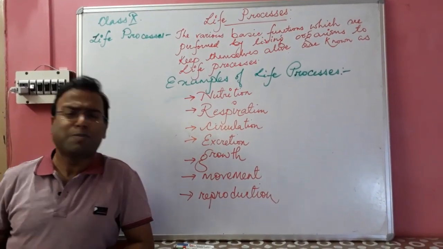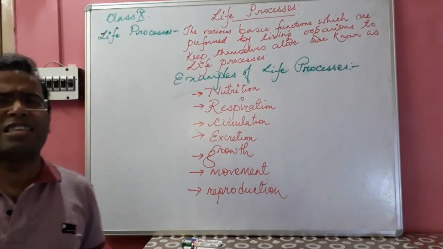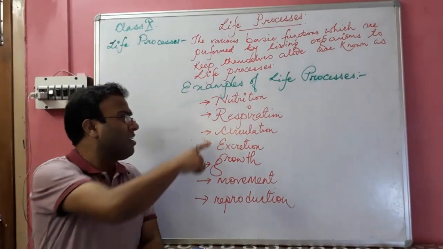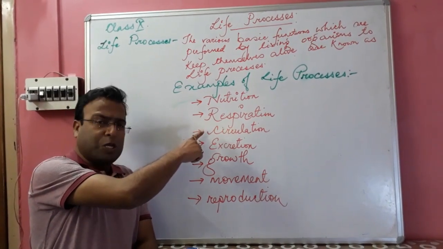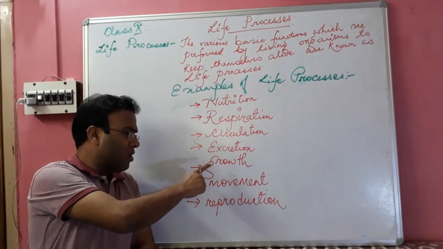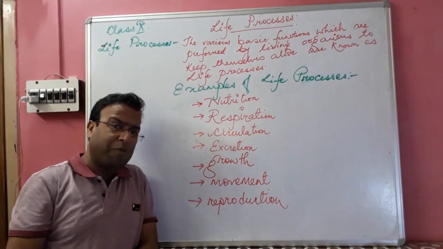So what are those various basic activities which a living organism performs? The various basic activities which they perform are nutrition, respiration, circulation, excretion, growth, movement, and reproduction.